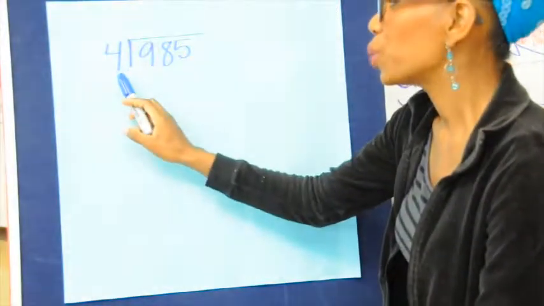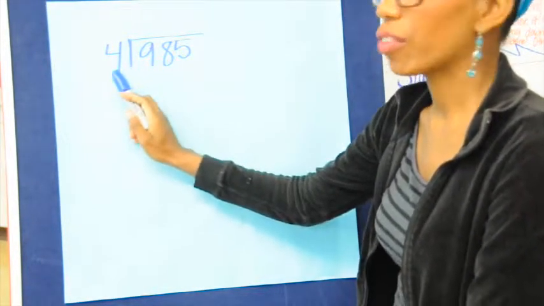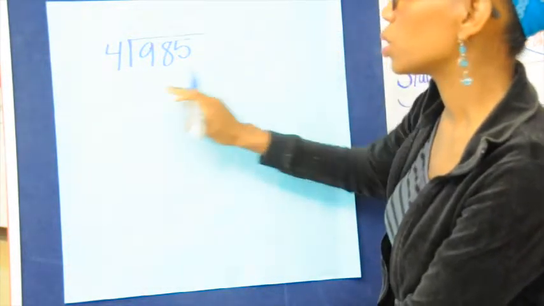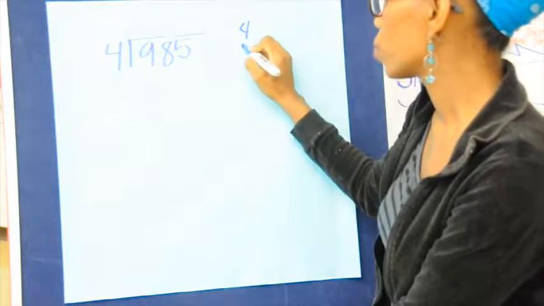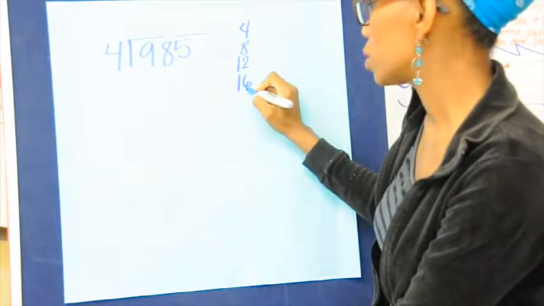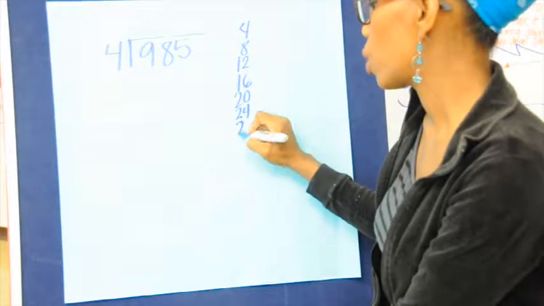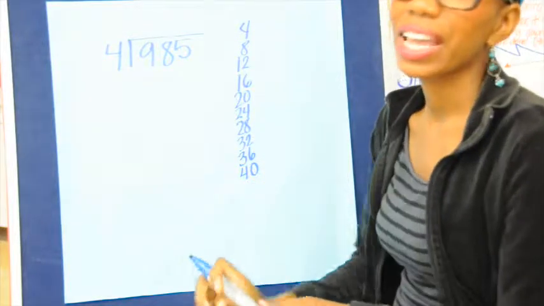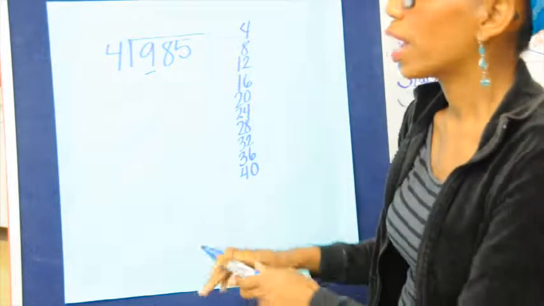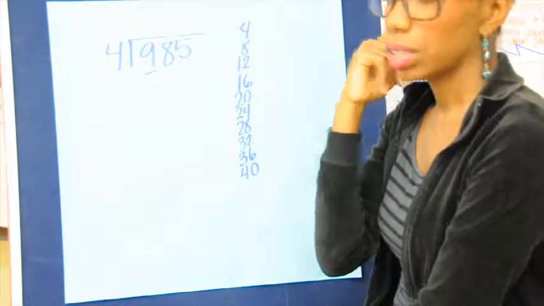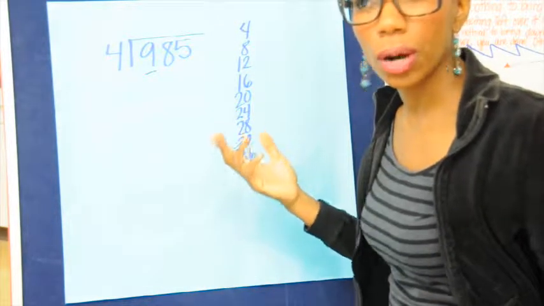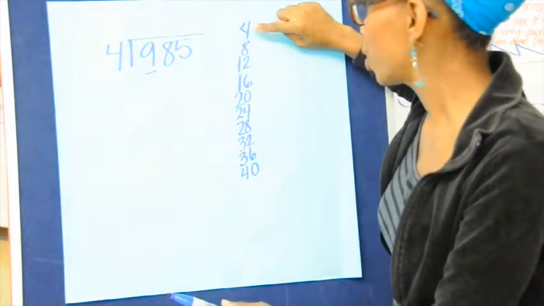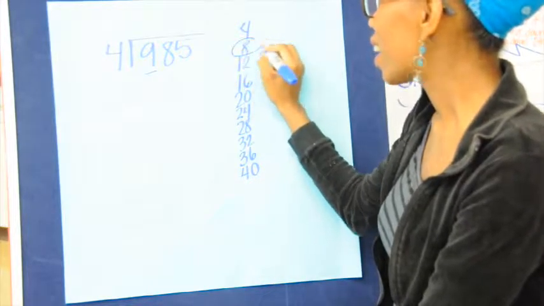In our next problem, we're dividing 985 divided by 4. First step when we're doing long division is always to list our multiples of the divisor. 4, 8, 12, 16, 20, 24, 28, 32, 36, 40. The next step is to look at the first digit, and I ask myself, how many times does 4 go into 9? Or which multiple of 4 is closest to 9 but not greater? 4, 8. It is 8.